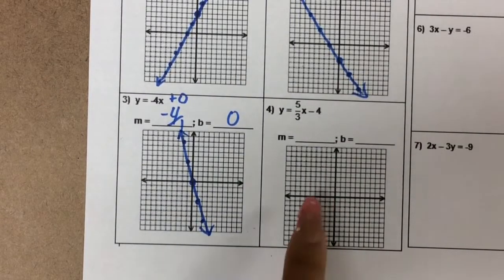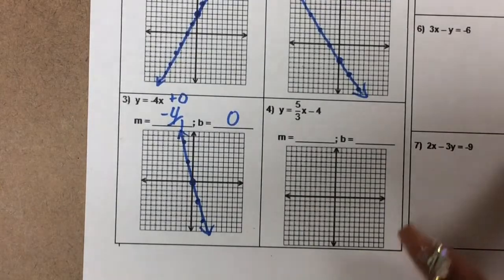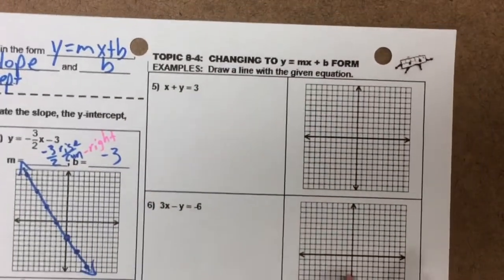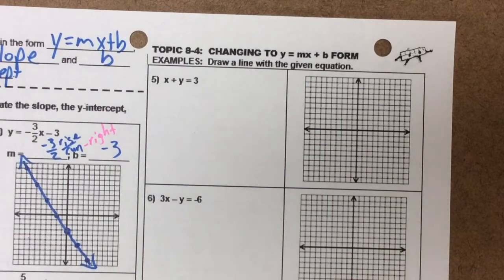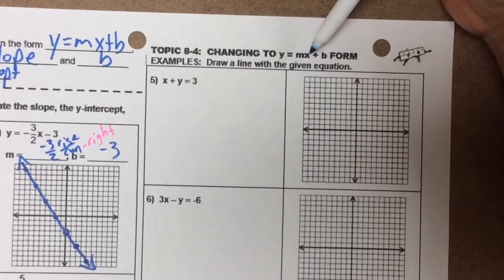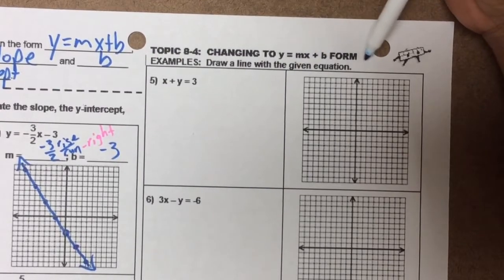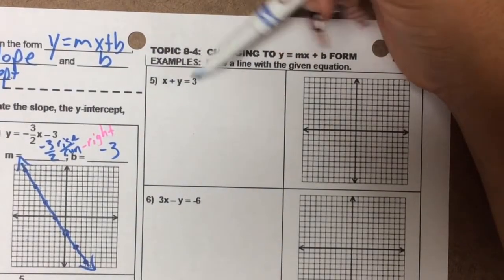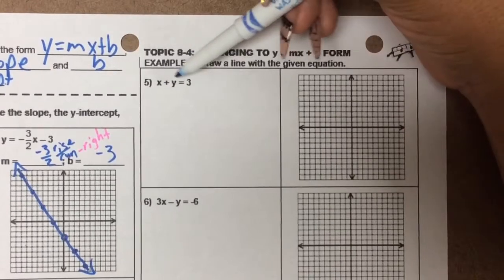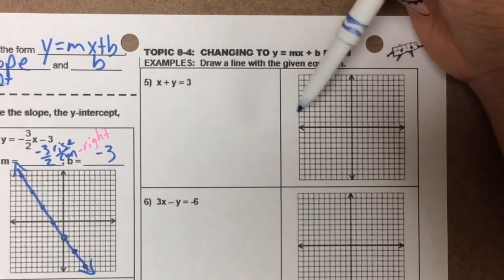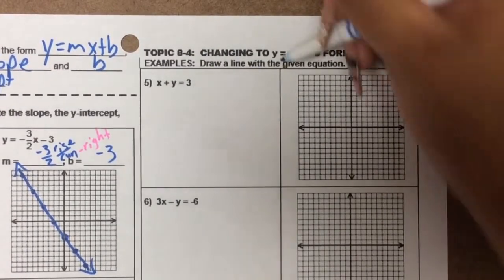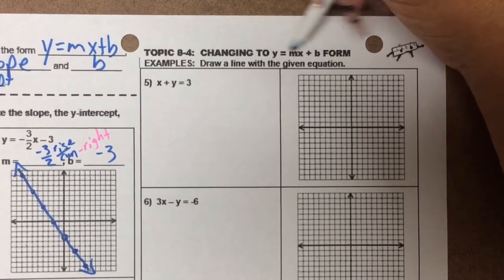Okay, we're going to leave number 4 to do in class. Let's do one of these examples. So this one you have to change it to y equals mx plus b form, because this form is called standard form, and standard form is not the best way to graph the equation. So let's change it into slope-intercept form.